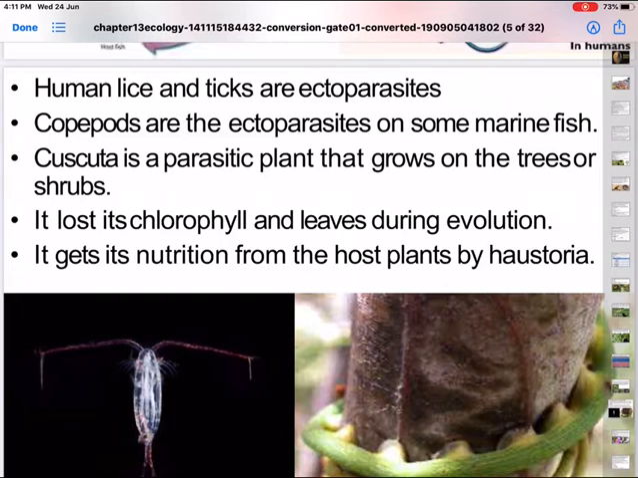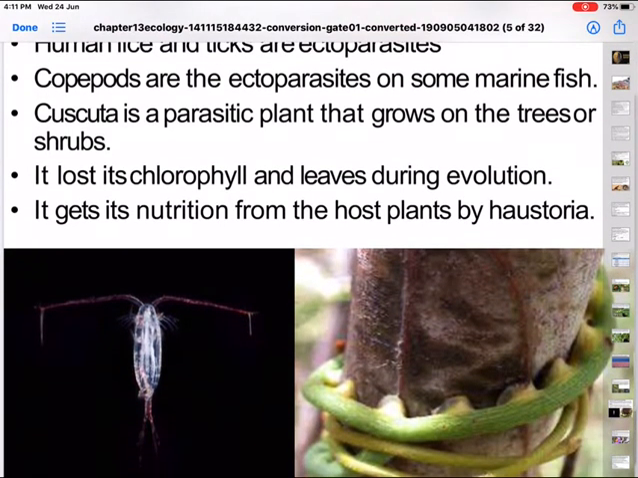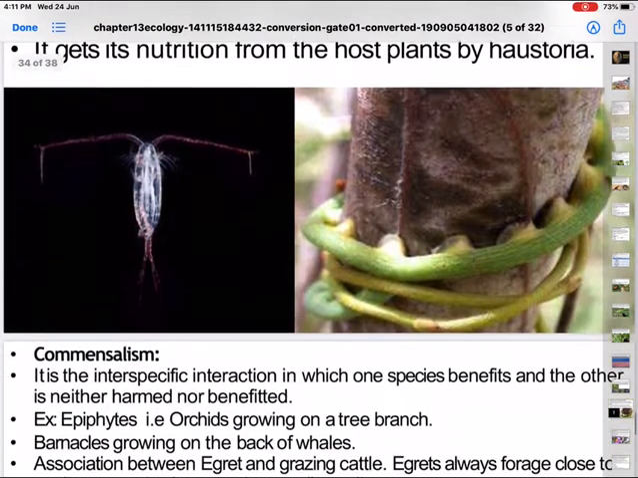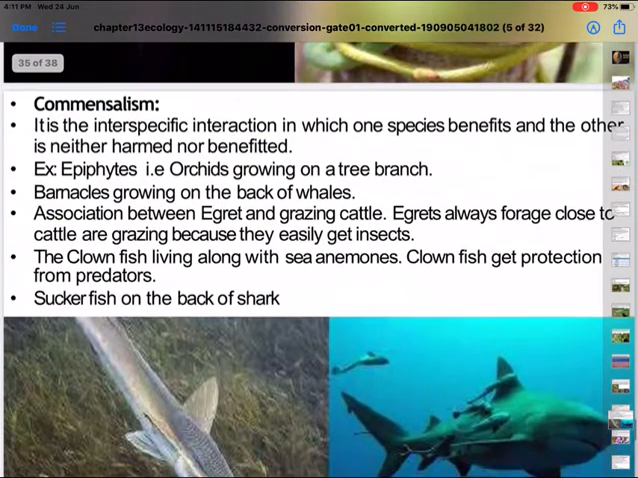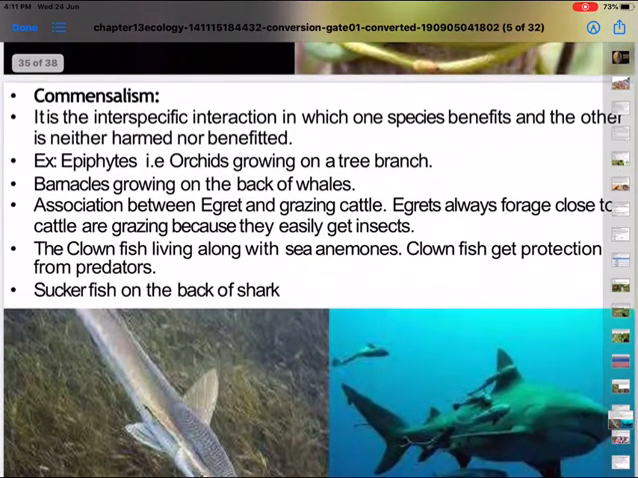Copepods are the ectoparasites on some marine fish. And cuscuta is a parasitic plant. You must remember the name of this. You are seeing here haustoria. Special structures called haustoria will be there, those yellow ones. Those haustoria will attach to the host plant and suck the nutrition. So cuscuta is a parasitic plant. Normally they will ask you to give an example for a parasitic plant. So remember cuscuta. It lost its chlorophyll and leaves during evolution, and it gets nutrition directly from the host plants.